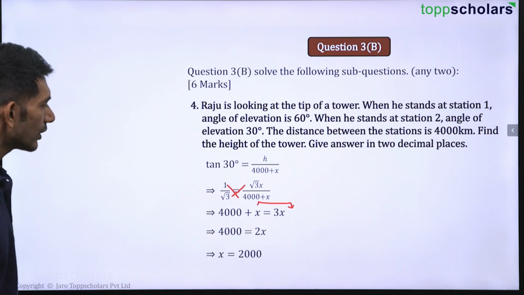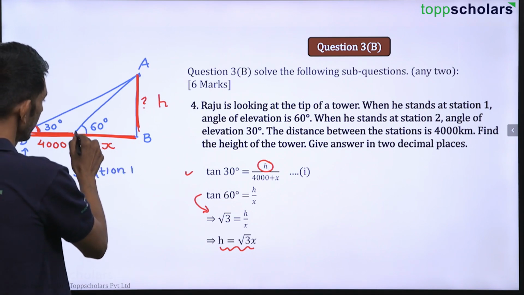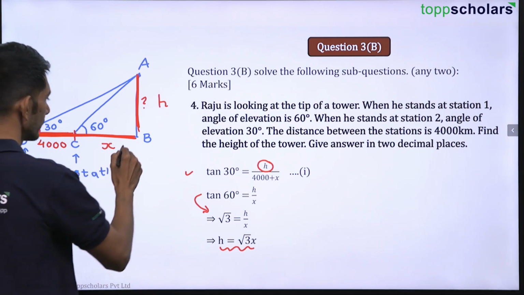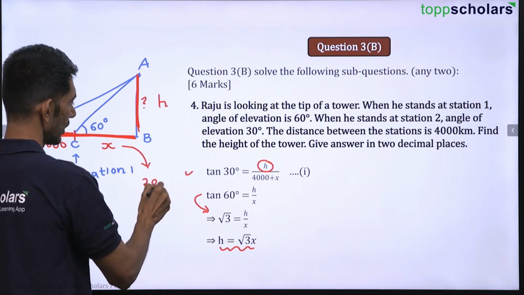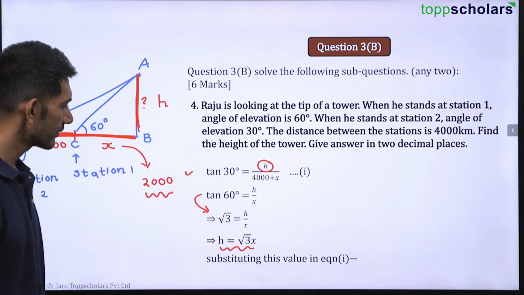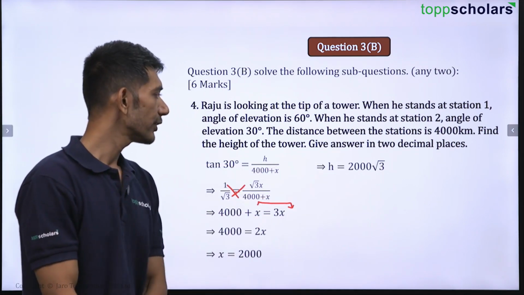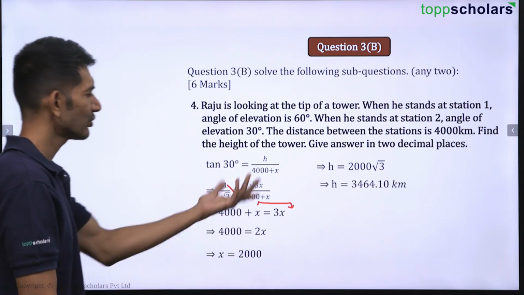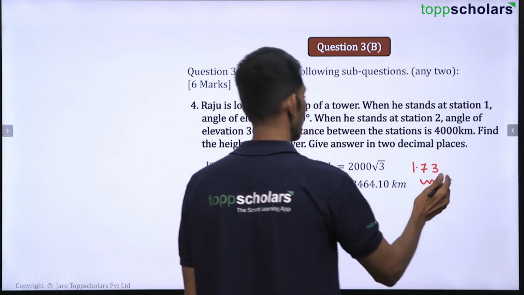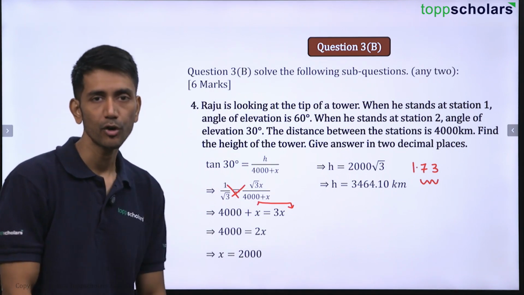Once you get x is equal to 2000, x is what? If you see, x is this part. Distance between the base of the tower and station 1, that is 2000. So what will be h? H is equal to root 3x. So h is equal to root 3 into 2000. You solve it further, root 3 is nothing but 1.73, right? You multiply and then you get the answer as 3464.10 kilometers.